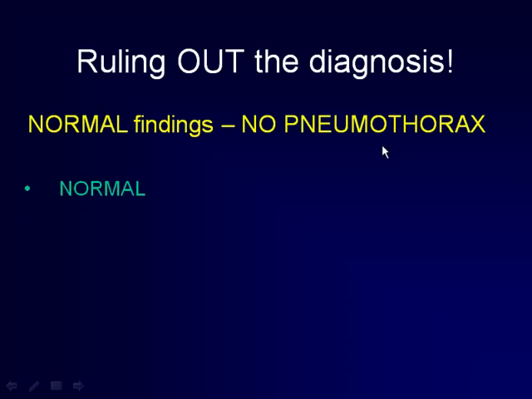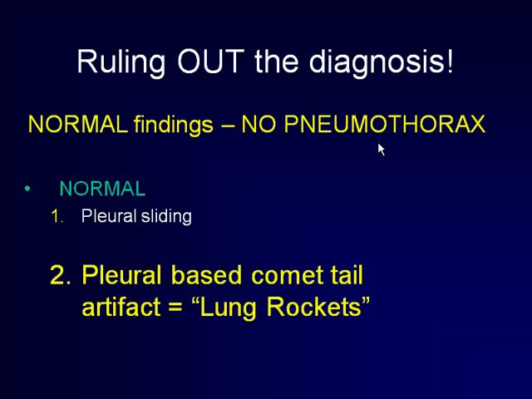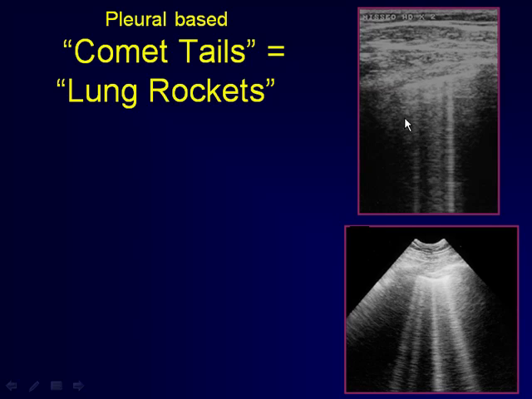So the second way that we can rule out the diagnosis of pneumothorax by ruling in the normal is by identifying pleural-based comet tail artifacts, which are also known as lung rockets. Comet tails or lung rockets are the way they're usually described. Basically, these are caused by irregularities or fluid-filled alveolar walls right under the visceral pleura that cause reverberation. And their presence indicates that the visceral pleura is indeed abutting the parietal pleura and causing this artifact.